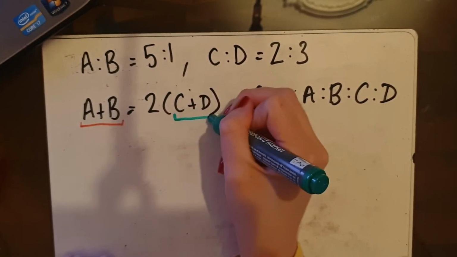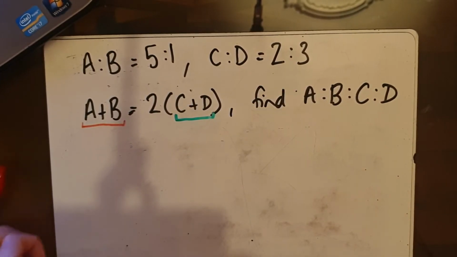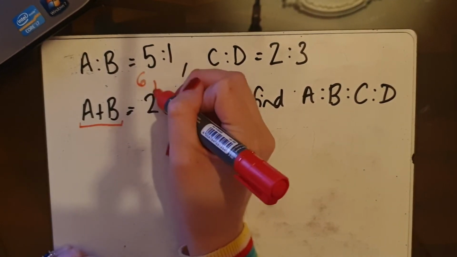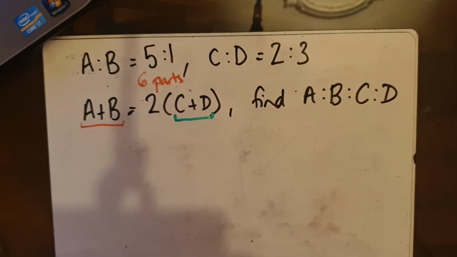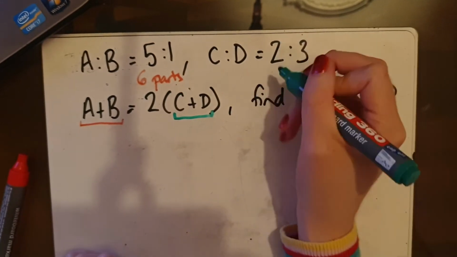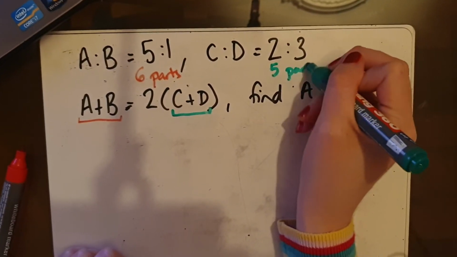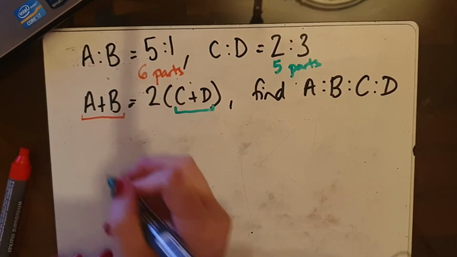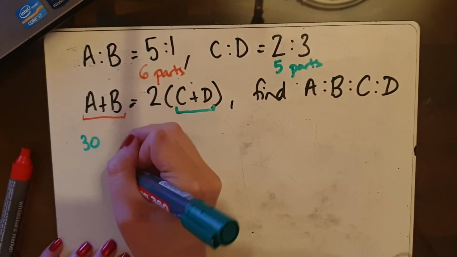So what that tells us is we're looking at the total parts compared to each other. So A to B, 5 to 1, that is 6 parts. And C to D, 2 to 3, that is 5 parts. So let's make them both 30 parts first. So 30 parts.